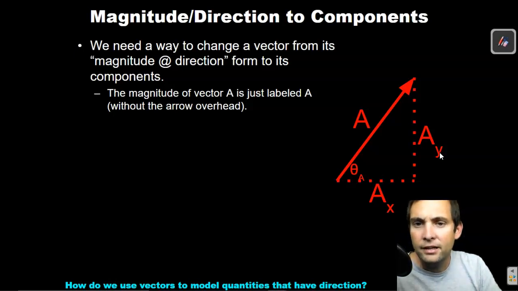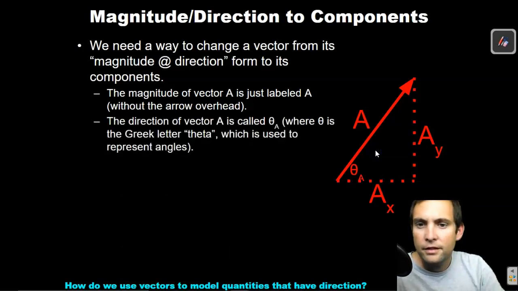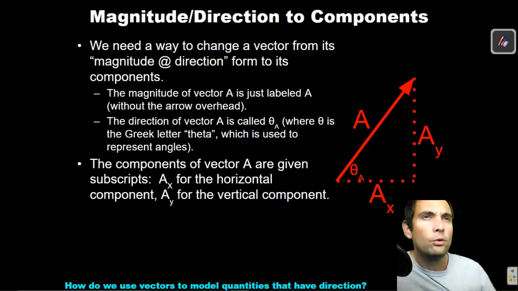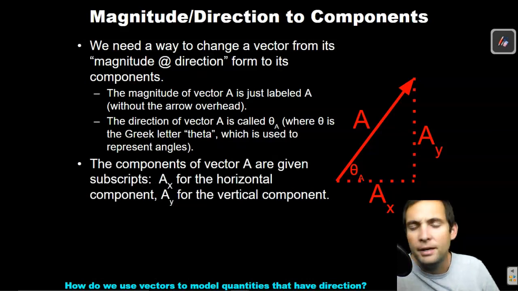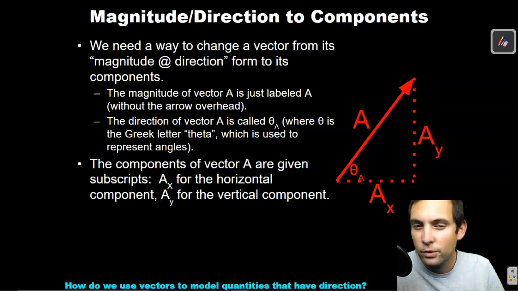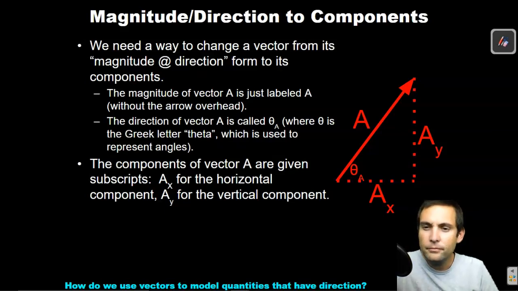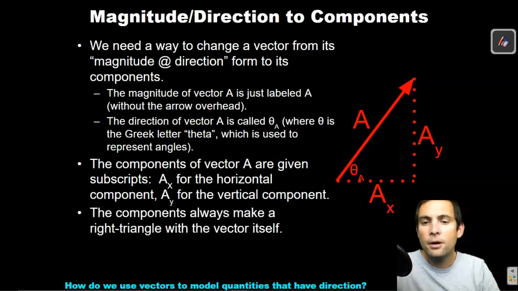Magnitude of vector A is labeled A without the arrow overhead. The direction of vector A is called theta sub A, where theta is the Greek letter theta, which is used to represent angles. If we have more than one angle, we'll move on to alpha or maybe phi, but for the most part, we're just going to use the Greek letter theta. The components of vector A are given subscripts A sub x for the horizontal and A sub y for the vertical. The components always make a right triangle with the vector itself.